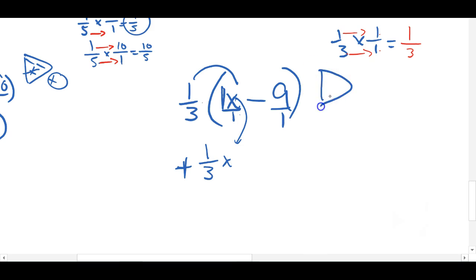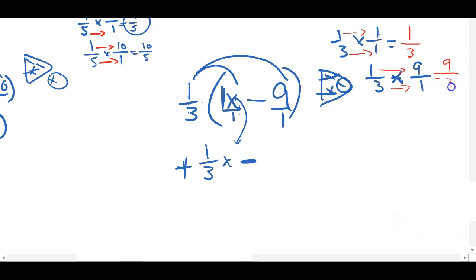Okay, now the second one, this has a negative, so I need to make sure I do this right. We're going to multiply 1 over 3 times 9 over 1. 1 over 3 is positive, 9 over 1 is negative, so we know the next answer is going to be minus, or negative. And again, multiply across. 1 times 9 is 9, and then 3 times 1 is 3. So this is going to be 9 over 3.